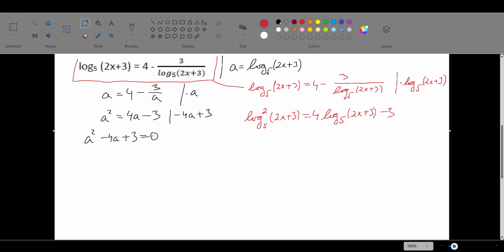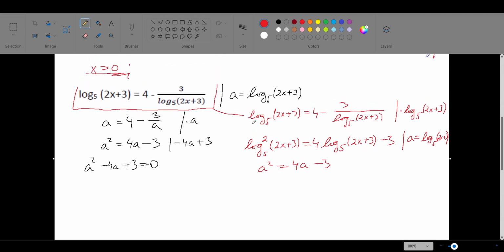take away 3. And now, as you can see, if I make the substitution here, replacing the expression log base 5 of 2x plus 3 by a newly defined unknown a, it is going to be a squared is equal to 4 times a take away 3, which is exactly the same equation we have here. So the decision which approach to take is up to you.